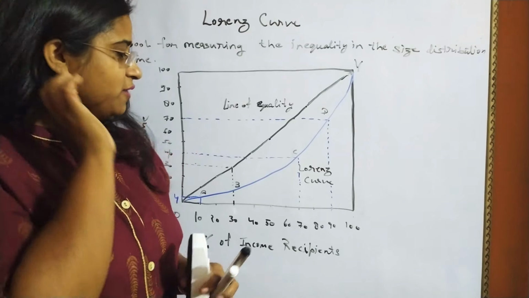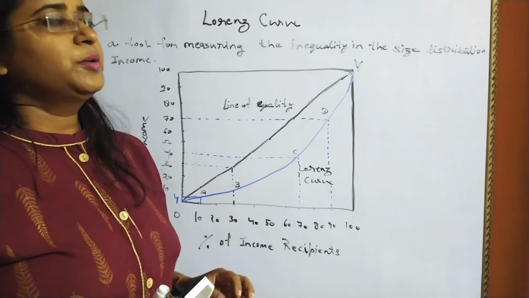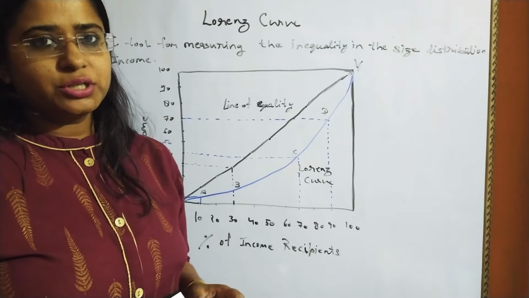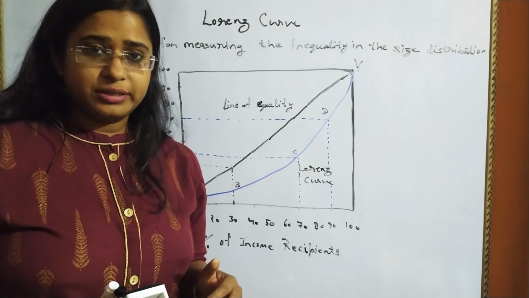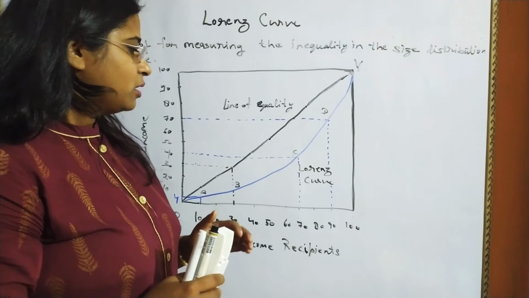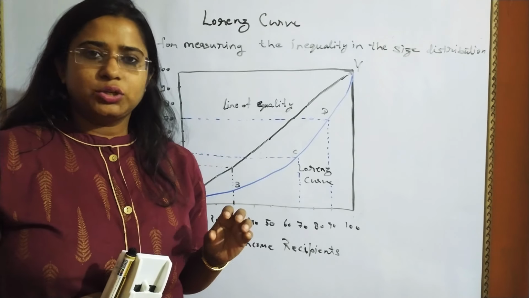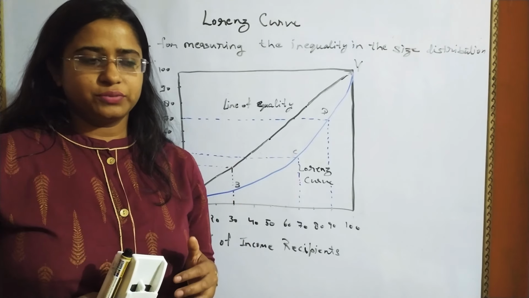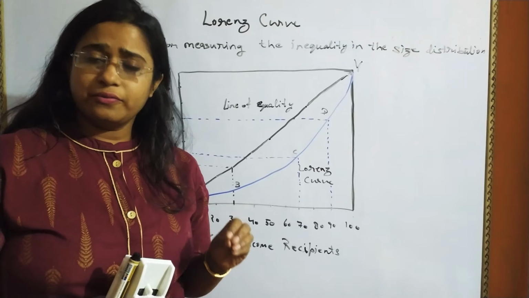We have seen that as the national income grows, the population or the income recipients percentage will decrease. That means the top richest percent of the country is very low, are very few.